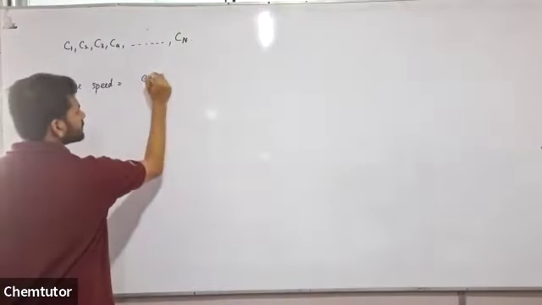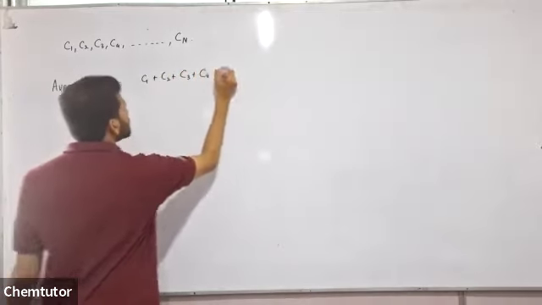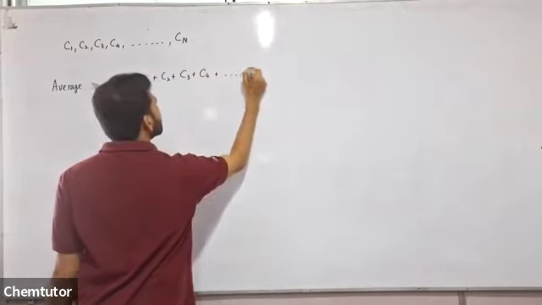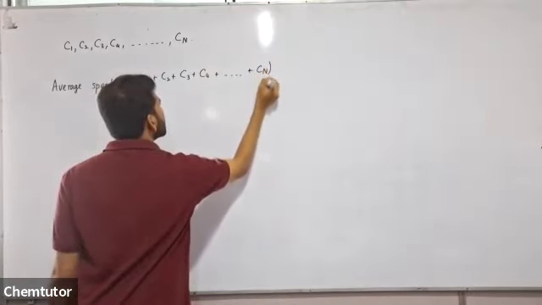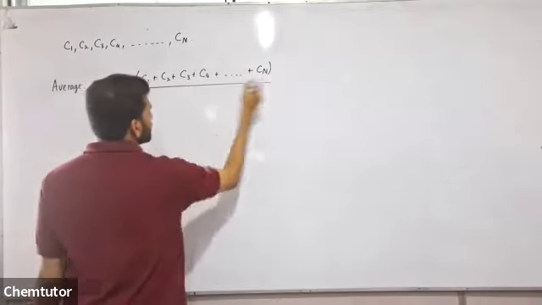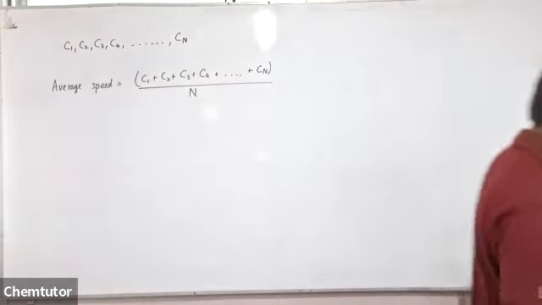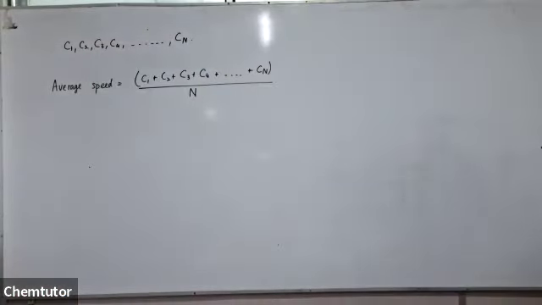Then here we can take the average speed, that is the sum of the total speeds divided by the number of molecules, capital N. So that is the average speed. Is it clear? The sum of all the speeds divided by the number of molecules present will give the average speed. Then we can say that the average is the mean speed.